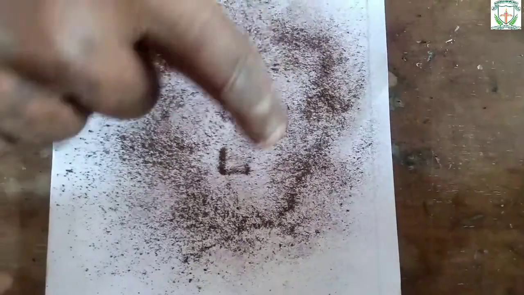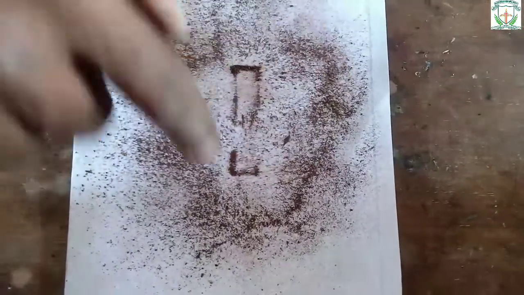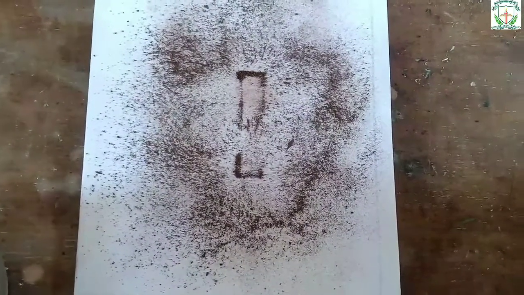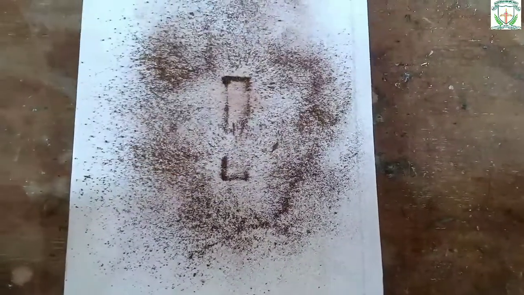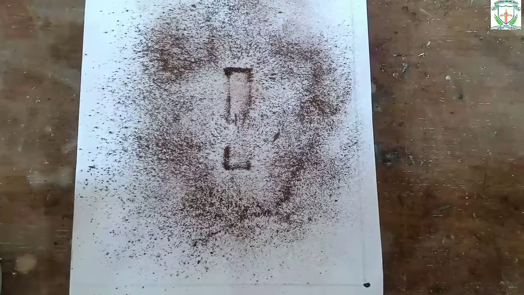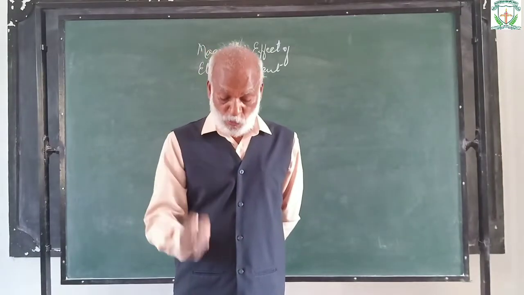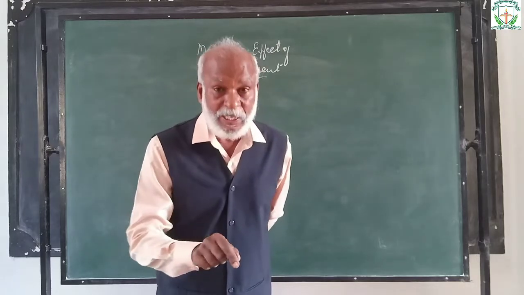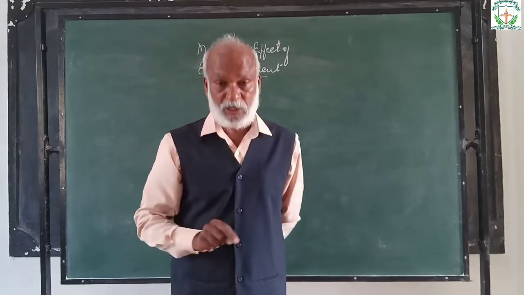You see the iron filings are getting aligned in this direction from north to south. Have you observed this? What is the reason for this alignment of iron filings around the magnet?